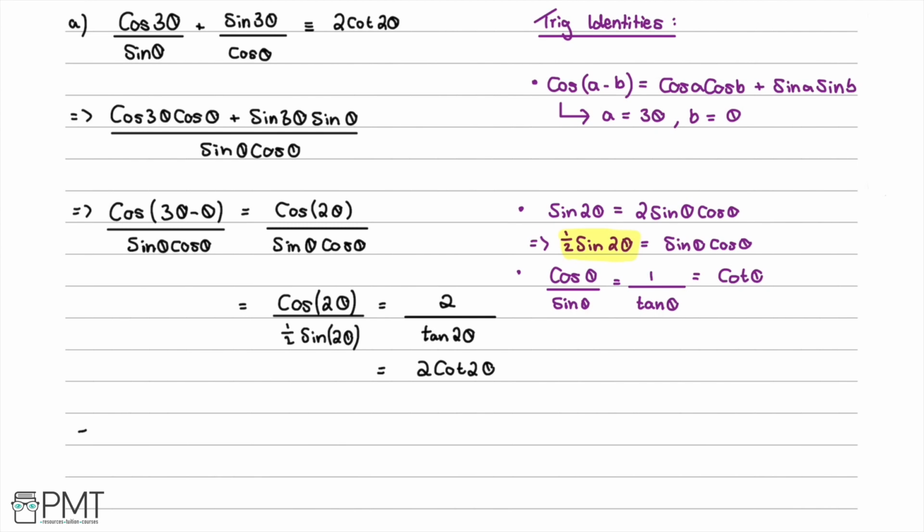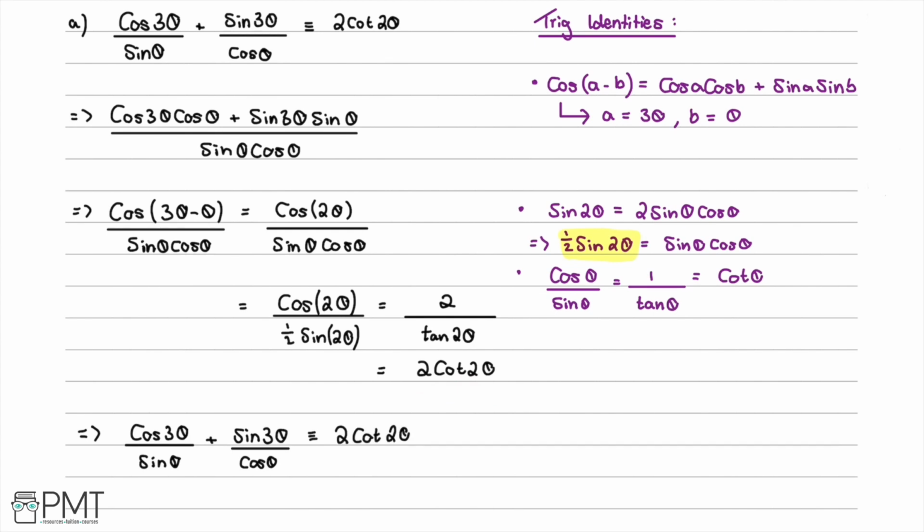So therefore, to write a concluding statement, we have shown that cos of 3 theta divided by sine theta plus sine 3 theta divided by cos theta is equivalent to 2 cot 2 theta.